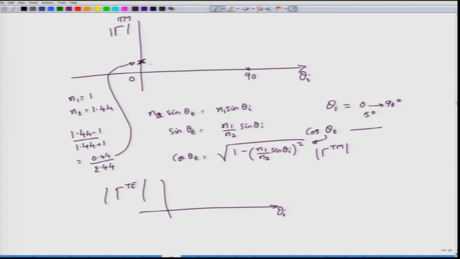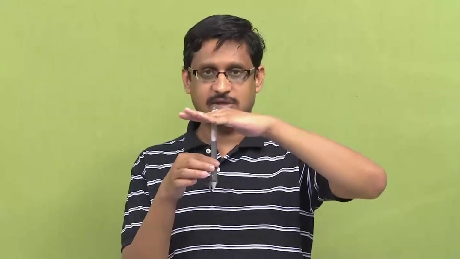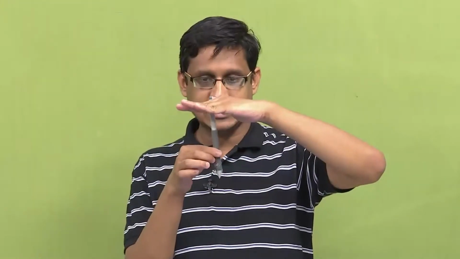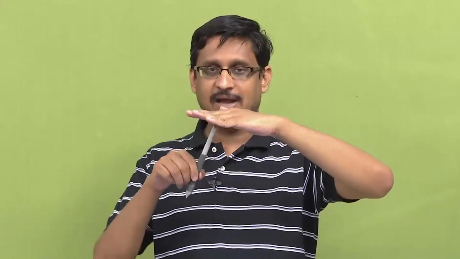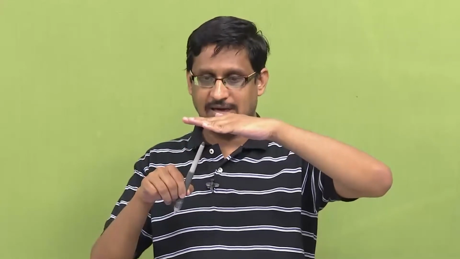As you start increasing theta I, you will observe that the reflection coefficient decreases. Decreasing reflection coefficient means more and more transmission into the second medium. This is very important. If I have an interface and my angle theta I, starting from theta I equal to 0, as I slowly start increasing, the amount of light that is reflected would be less, while the amount of light that is transmitted into the second medium would become larger.